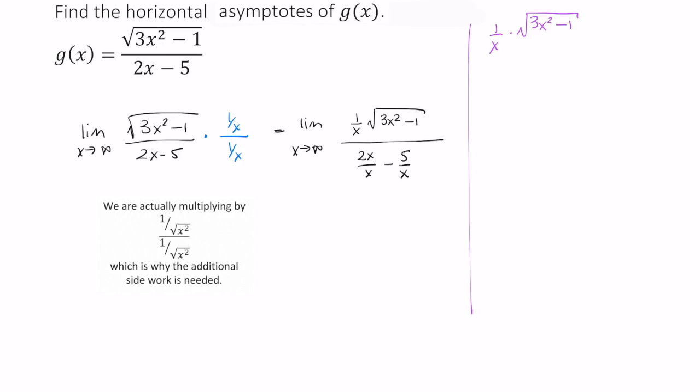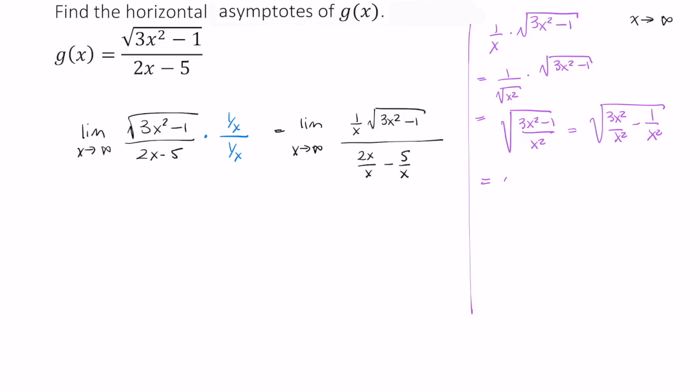Now, since I'm approaching positive infinity, that is, x is approaching positive values of infinity, I can rewrite this as 1 over the square root of x squared times the square root of 3x squared minus 1. This gives me the square root of 3x squared minus 1, and each of these quantities divided by x squared. This entire quantity divided by x squared, which is just 3x squared over x squared minus 1 over x squared. Simplifying, I get the square root of 3 minus 1 over x squared.